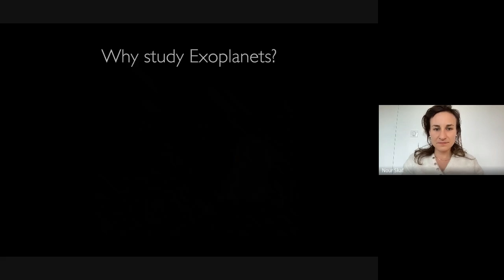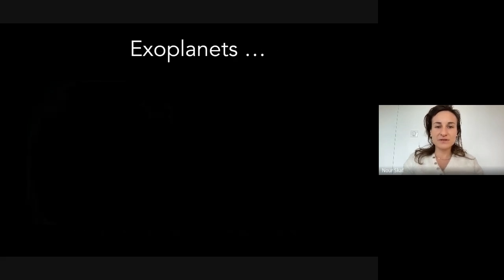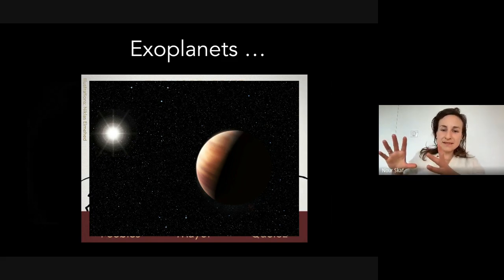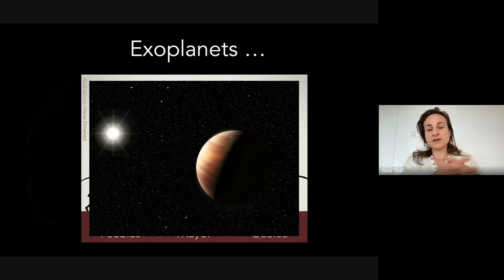All right. So here is the artist impression of the first exoplanet that was discovered, whose name is 51 Pegasi b. It's a very weird planet, because it's a Jupiter-like planet that is extremely close to its host star. It orbits the star in about 5 days. So it's what we call a hot Jupiter. It's extremely close and extremely hot.